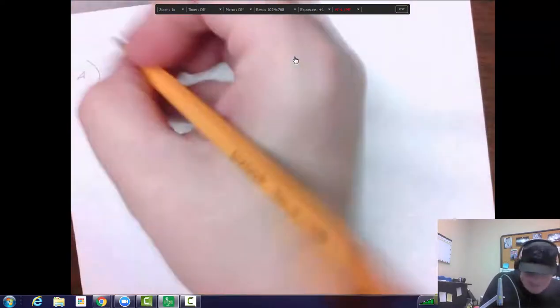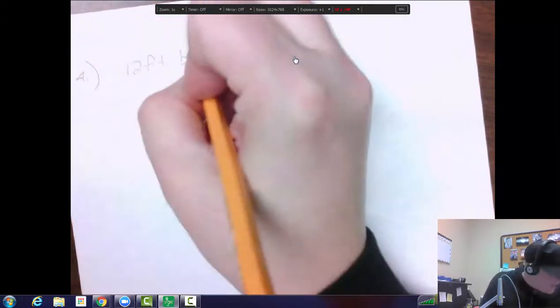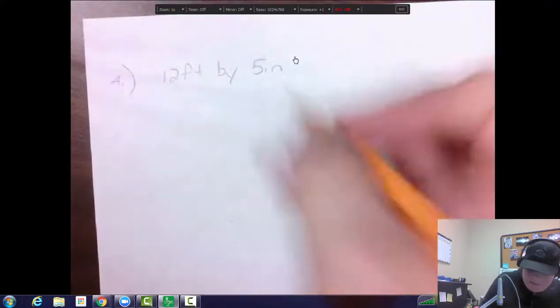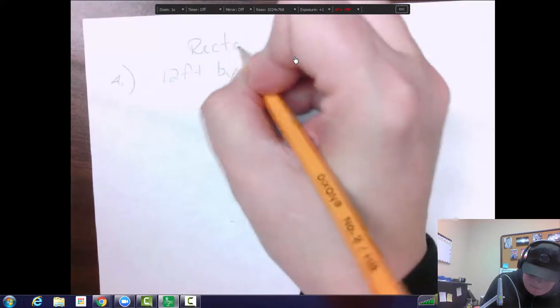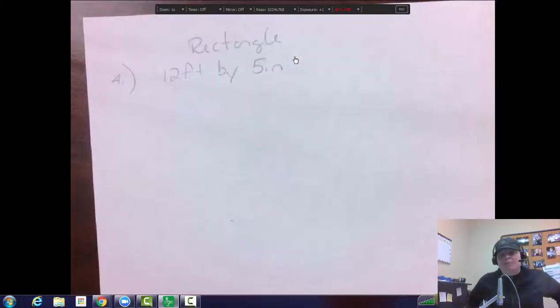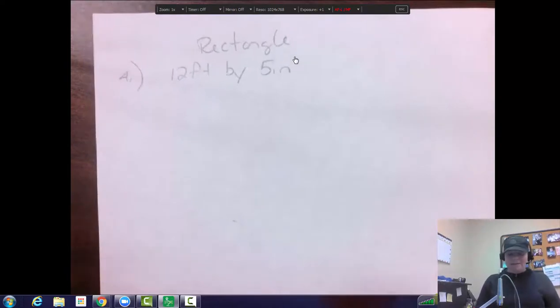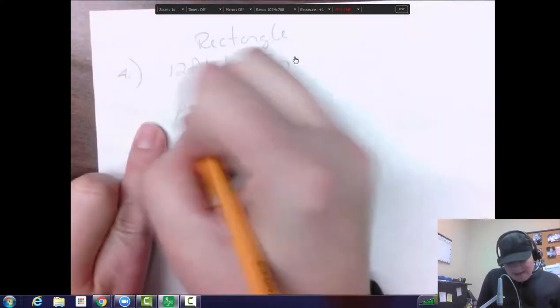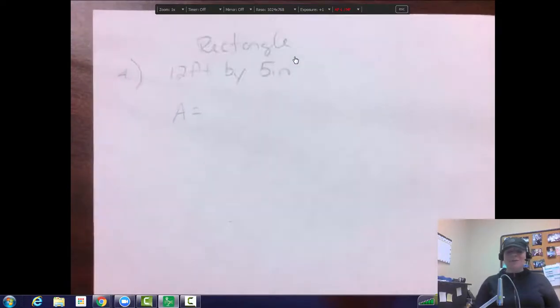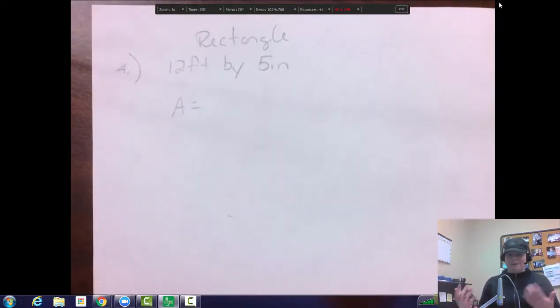Okay, my last question I wanted to show you is to watch out for units. So what if I say I have a rectangle that is 12 feet by 5 inches, and I want to know the area? A lot of people will just go, okay, the area is easy, it's 12 times 5. Well, it's not. You have to have the same units in order to compare them and make them a square unit. It can't be part feet, part inches on your little squares.